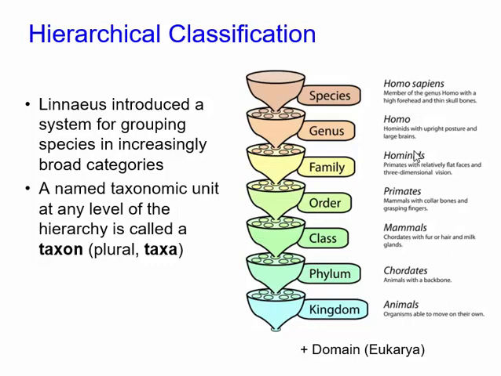I will say I noticed in this figure that family and order are italicized, and that would not be how we would typically write them. I think this is just done for emphasis here. Of course, again, the genus and species name would be italicized.